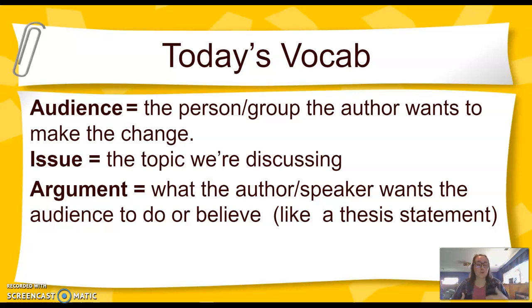So when you write your piece of writing, I say, what's your thesis? This is what you're telling me. It's what you actually want the person, your audience, to do. So if I'm telling my audience, people of the world, that I think that cats are better than dogs, the issue is pets. The argument is that they should think that cats are better than dogs, and here's why.